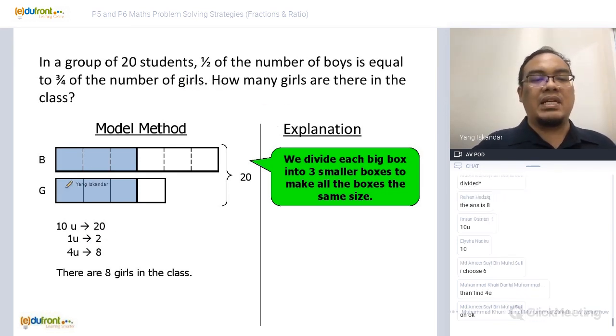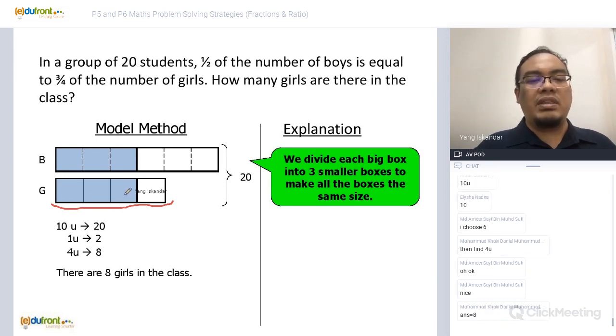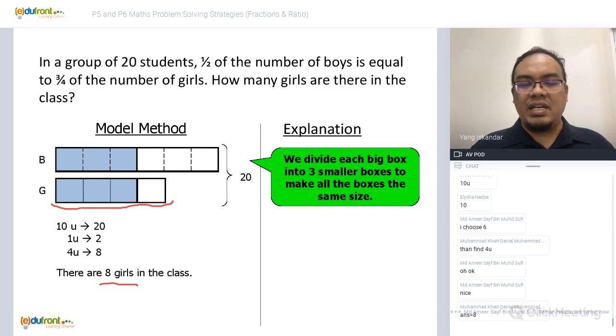How many girls? Now, this is the total number of girls. Total number of girls represents all this: 1, 2, 3, 4 units. Not only 3, total 4 units. So 4 units is 2 multiplied by 4, you get 8 girls in the class. Okay? Easy, right? Using the model method.